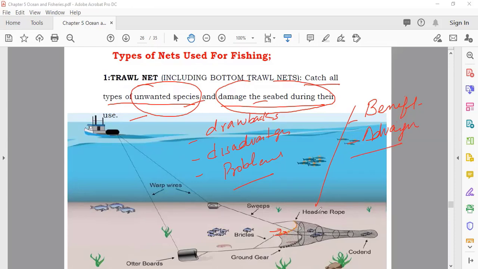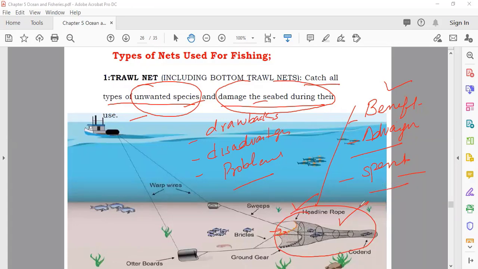What is the advantage? It will catch a large amount of fish. Instead, you could use the small net. If you're using this type of net, it catches a large amount of fish, and that can be a disadvantage. Okay. Then you can separate them, because if you have different types of fish, you can separate them.